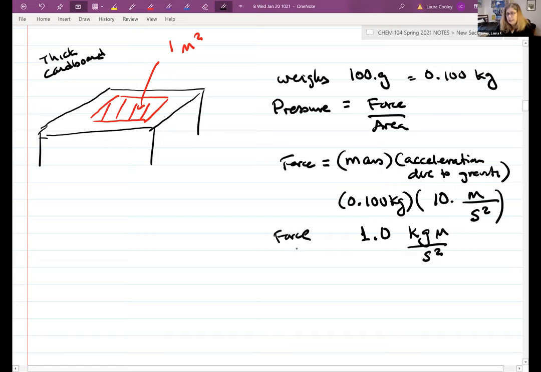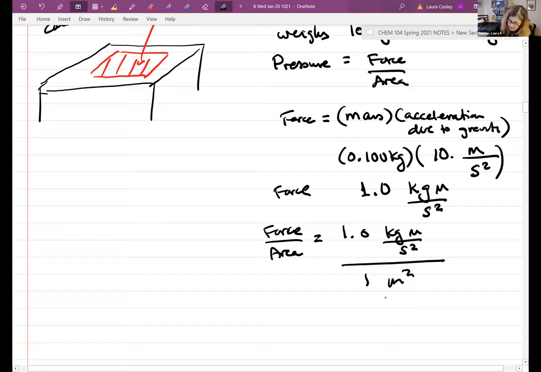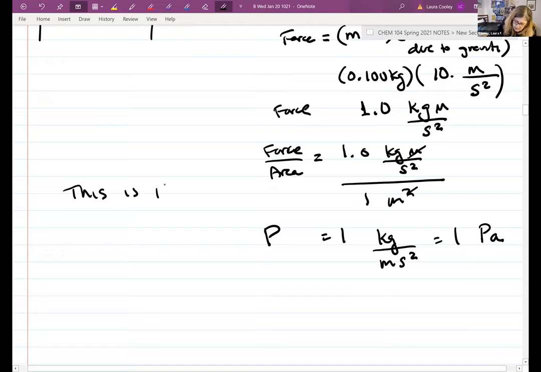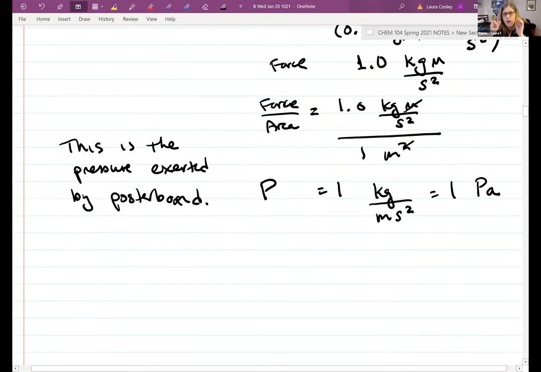That's the force. But now to get the pressure, I have to divide by the area, which is 1 meter squared. So force per unit area is 1 kilogram meter per second squared divided by 1 meter squared. And so that is 1 kilogram per meter second squared when you cancel this out. And that is 1 pascal. And that is the pressure exerted by the poster board. Okay, you sort of get how that happened? Anyway, we don't do any more calculations like this particular one, but I want to show you that's what 1 pascal means.